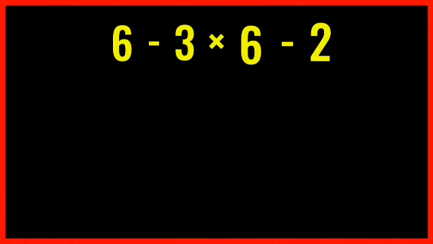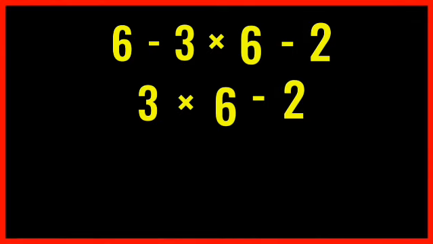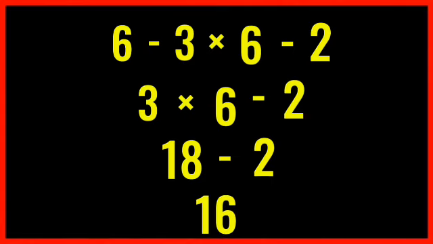Let's look at how most people approach this problem when they make a mistake. They start at the very beginning and simply read the equation like a line of text in a book, moving strictly from left to right. First, they take 6 minus 3, which equals 3. Next, they take that 3 and multiply it by 6, which gives them 18. Finally, they take 18 and subtract 2, which leaves them with 16. It feels smooth, it feels natural, and it feels completely logical.